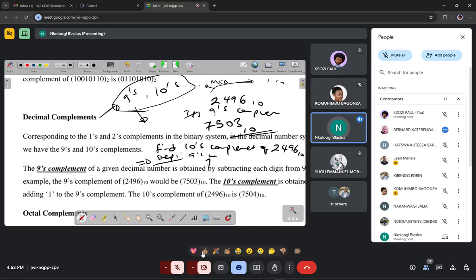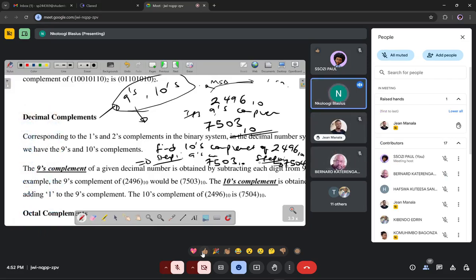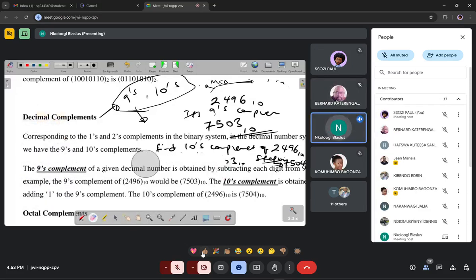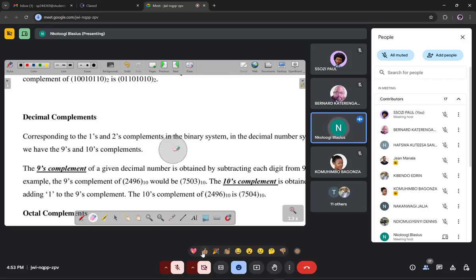That would be 7503. Then step 2 would be just what? Adding a 1. What number do you get if you just add a 1 to this number? 7504. And this will be the answer. Is that clear to all of you? Yes. Okay, great. So actually we don't have to suffer a lot in knowing the rest of the complements. So now the approach is the same as we have done in the tens complement and nines complement.